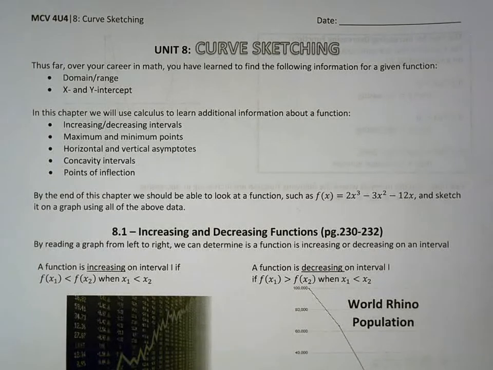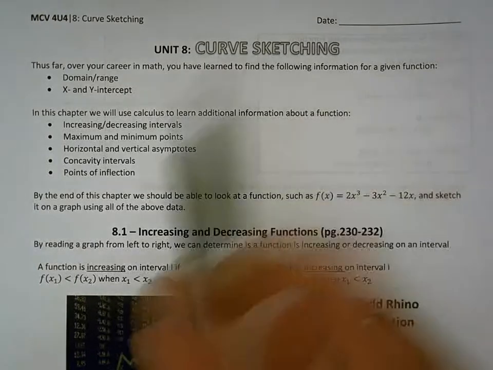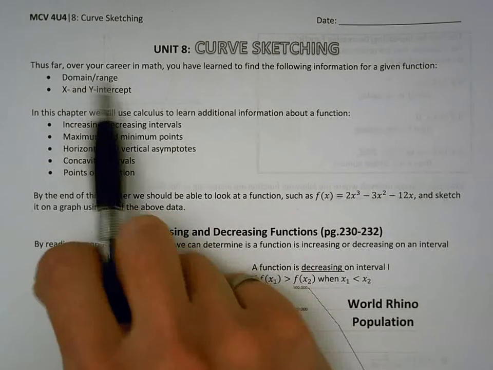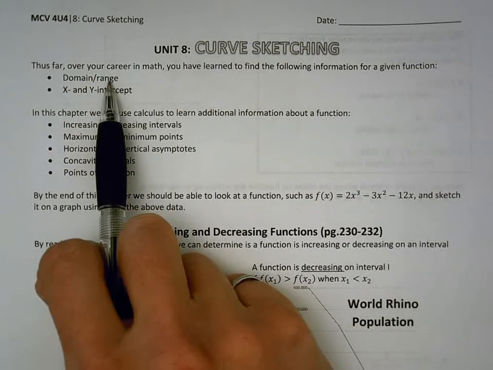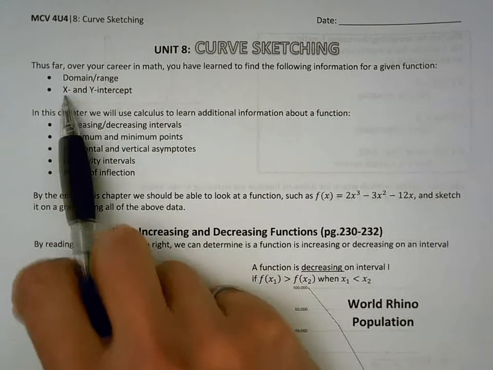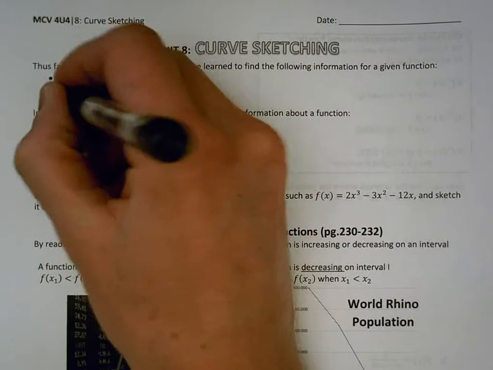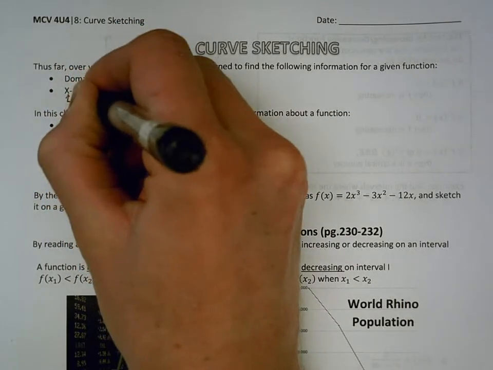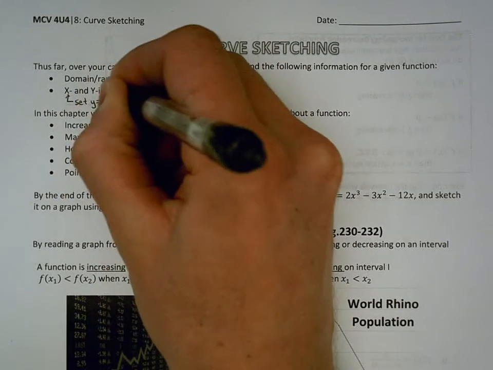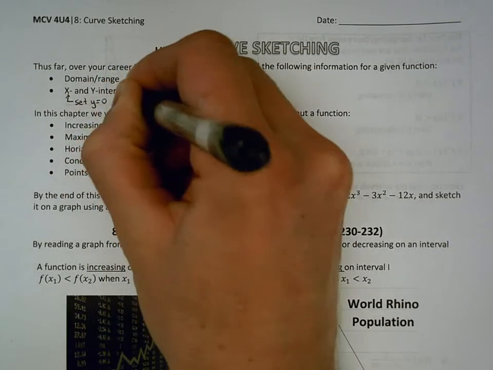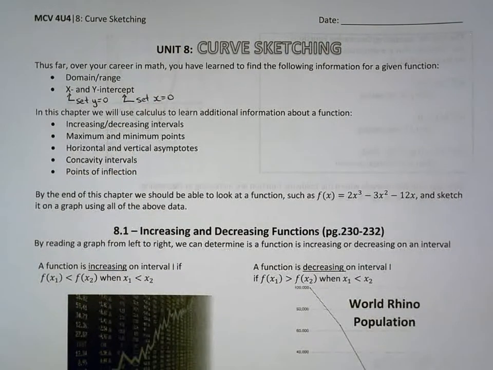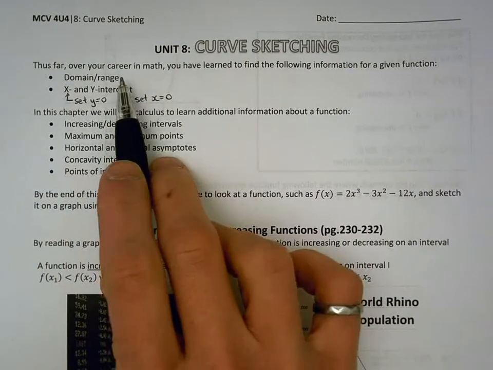Now, so far, we've been preparing you for this chapter your whole math career. So far, you should be able to find domain and range. If I were to give you an equation, you could find the domain and range. And you could also find the x and y intercepts. Hopefully, you remember how to do that. For the x-intercepts, you set y equal to 0. For the y-intercept, you set x equal to 0. Those are the things you can do so far.